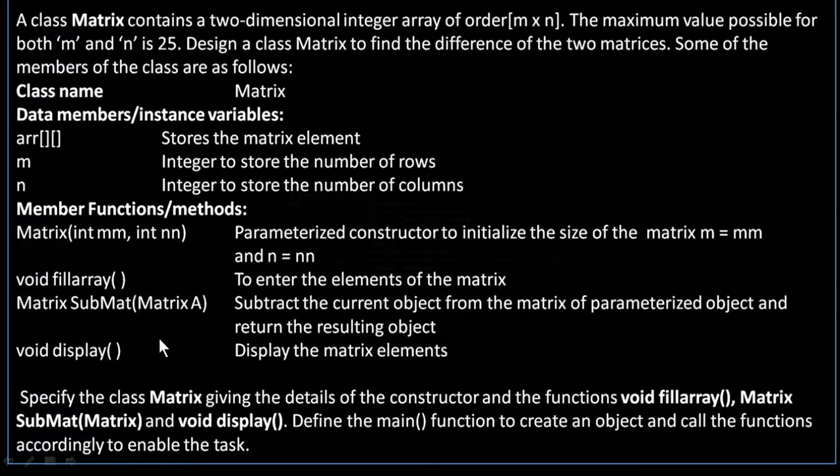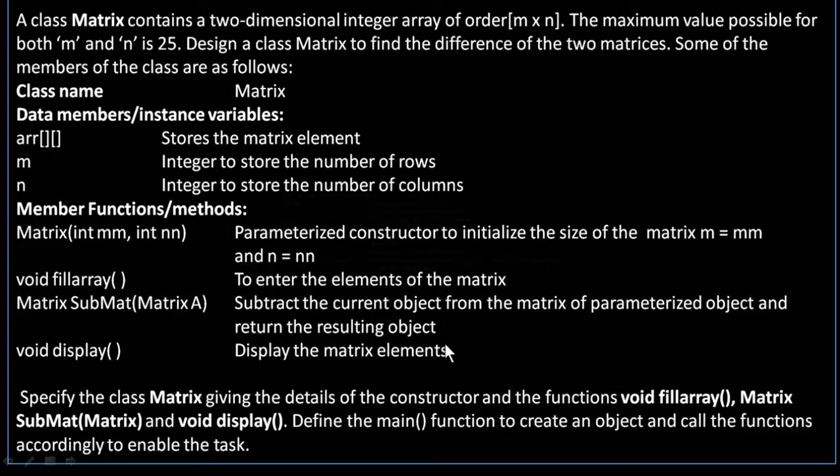Then you have a function, matrix submat matrices. This is something new to you. Here you are going to pass the object, not the values. That's why you call it pass by reference. So what you are going to do here is subtract the parameter object's matrix from the current object and return the resulting object.